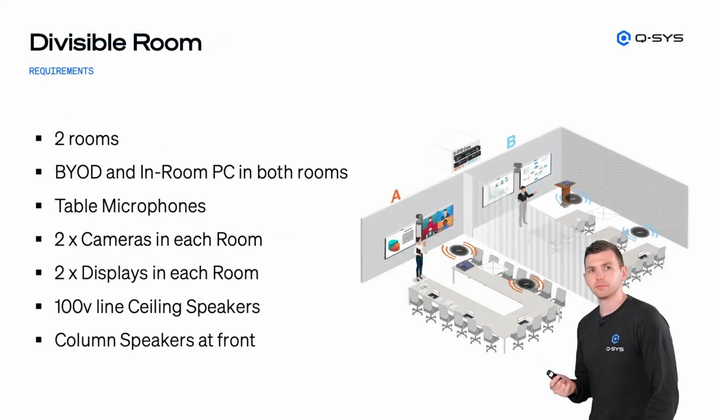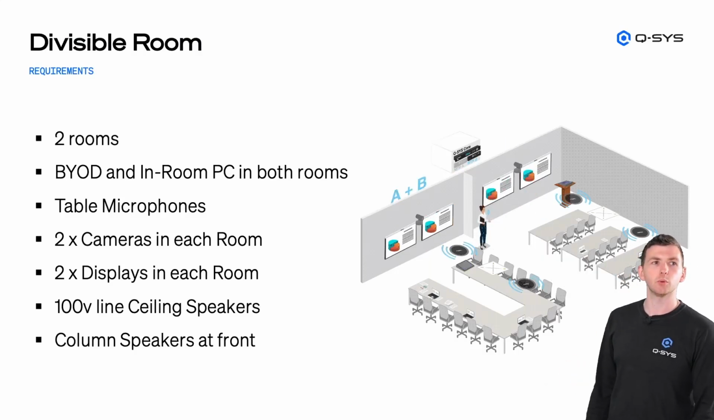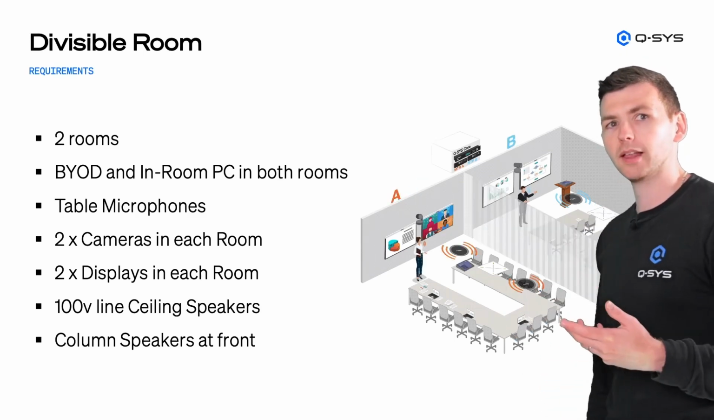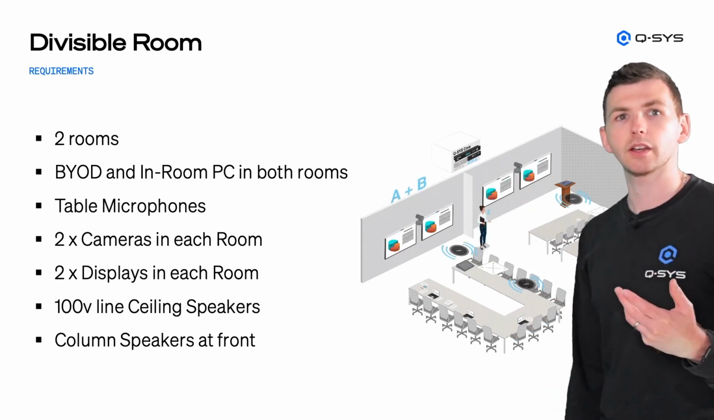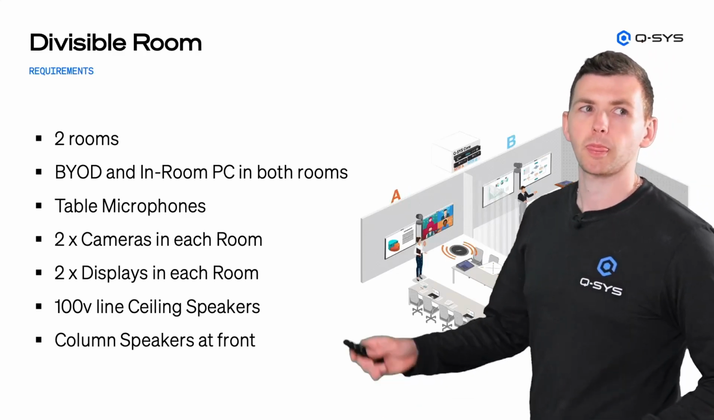So, what are we going to do? We're going to do this. We're going to do a divisible room, okay? And this can be kind of a complex thing to accomplish if you do it in a kind of traditional AV sort of way. Here we've got 2 rooms, all right?